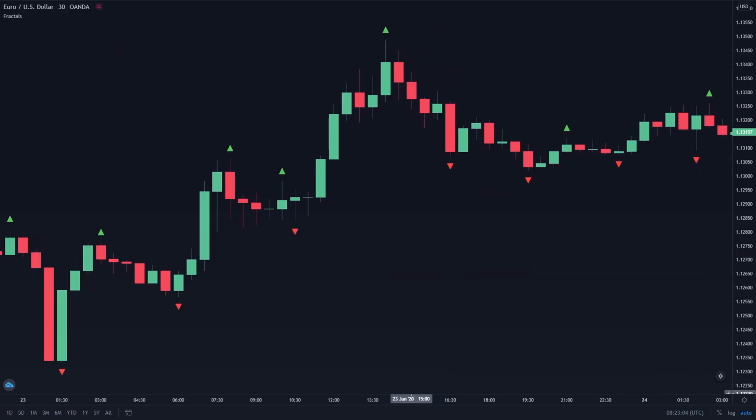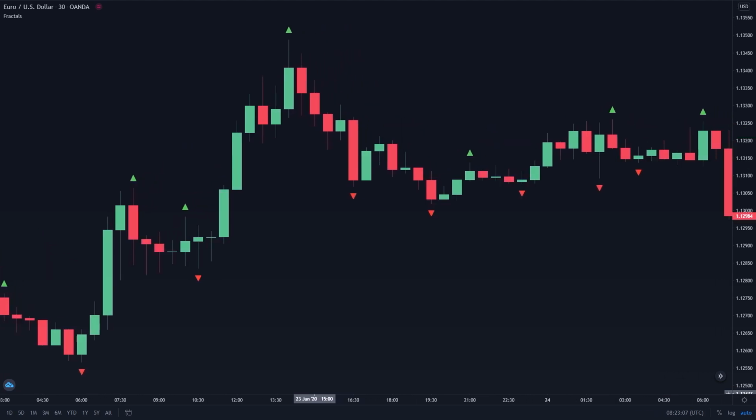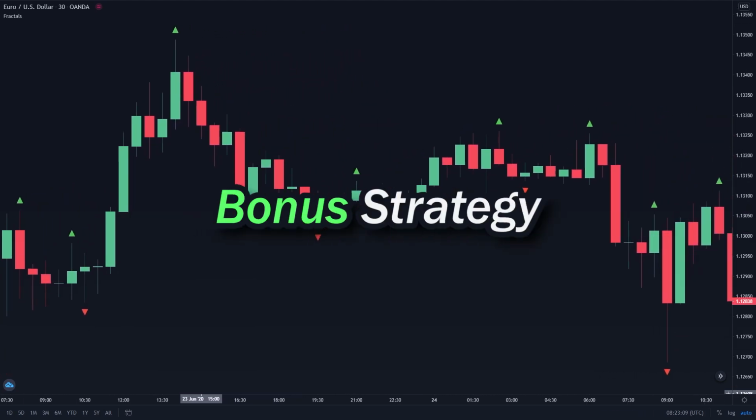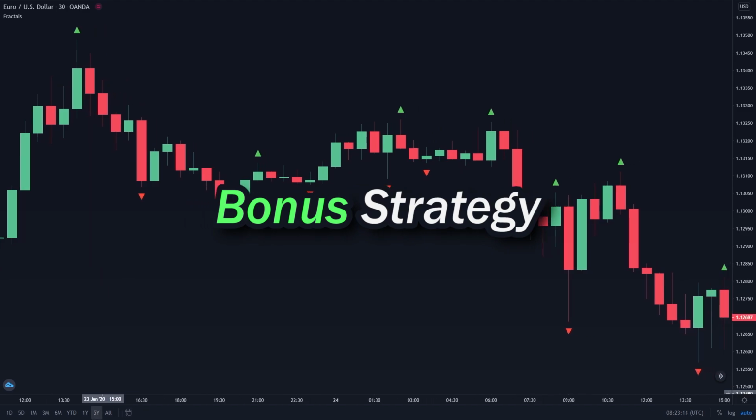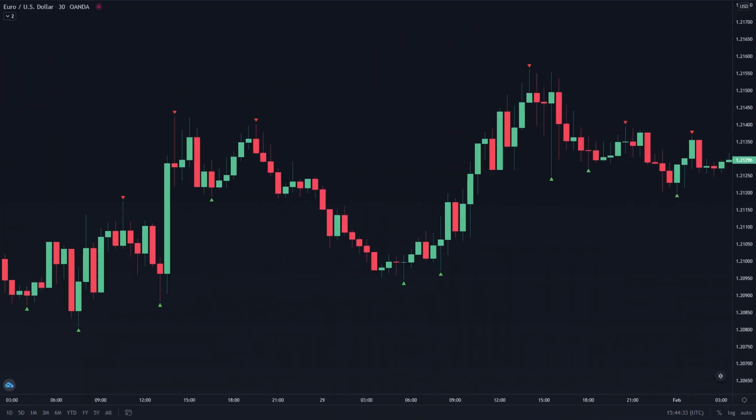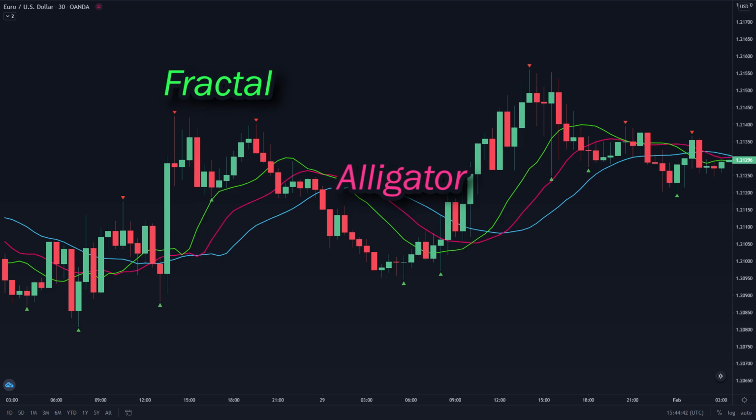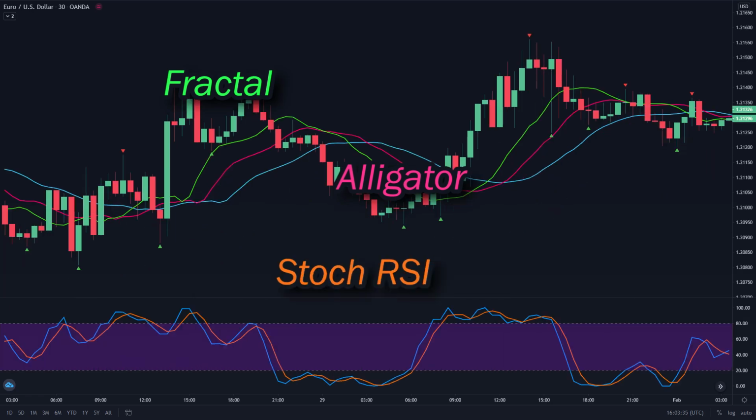And that's how you trade the fractal as a breakout strategy. Now, as a bonus, I'm going to show you another way of trading the fractal, and that is by combining the fractal with the alligator and the stochastics RSI. So this is how the strategy works.